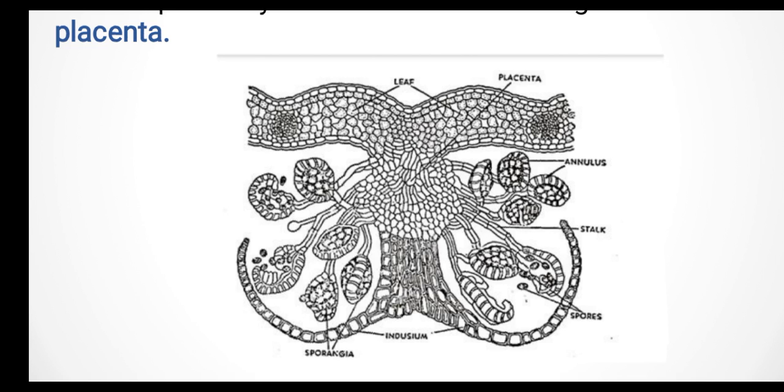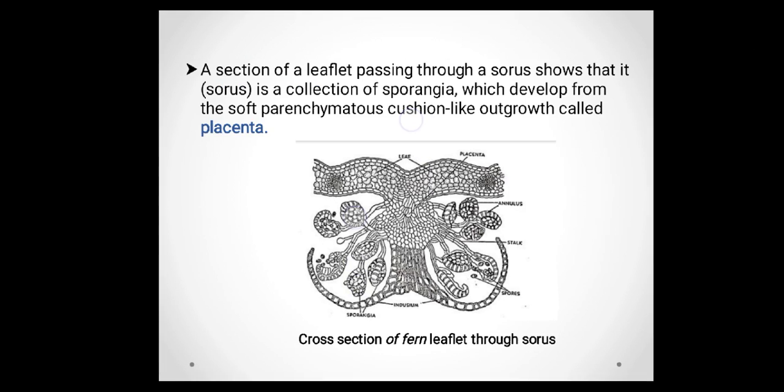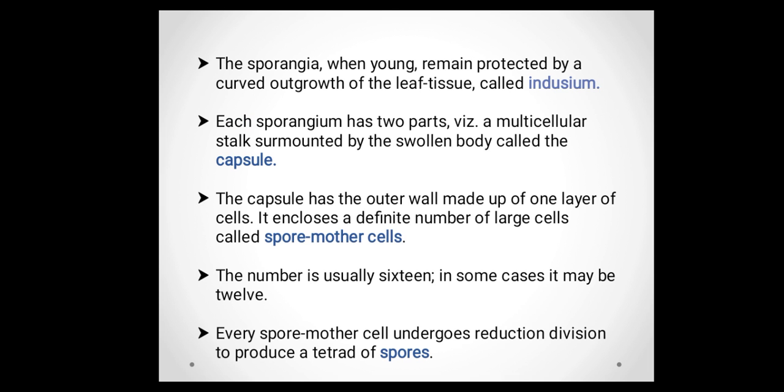That is the spores. The indusium acts as an outer coat to protect the sporangia and spores. The sporangia remain protected by the curved outgrowth of leaf tissue, which I said is the indusium. This leaf tissue acts like a cell wall. It is called the indusium.